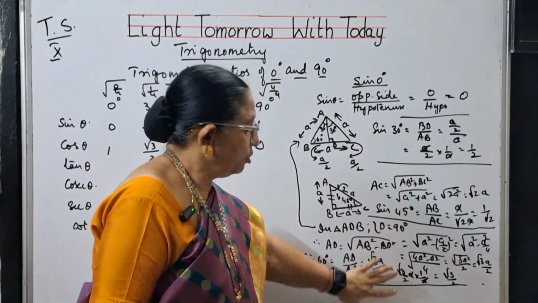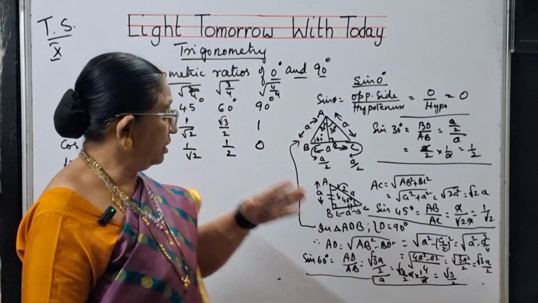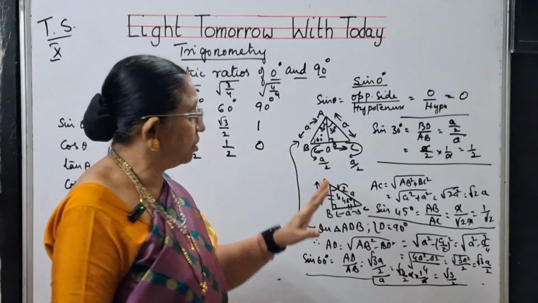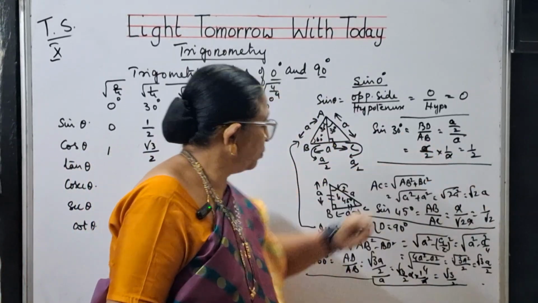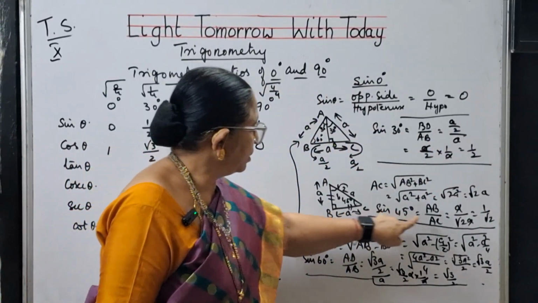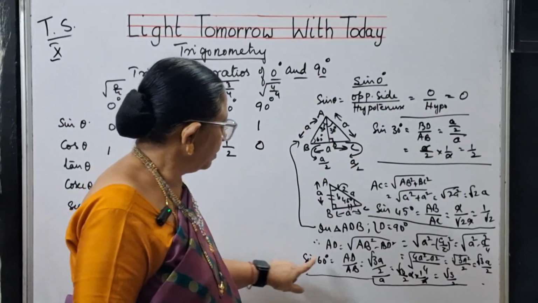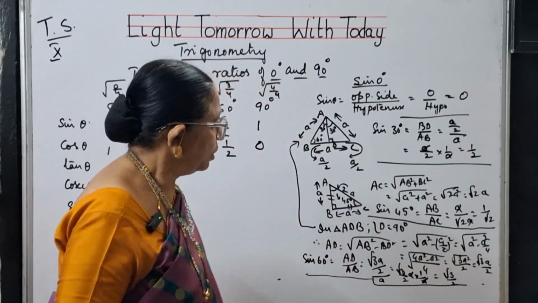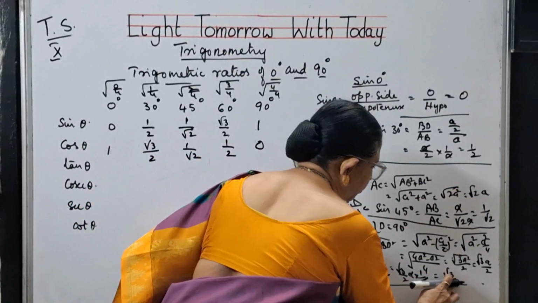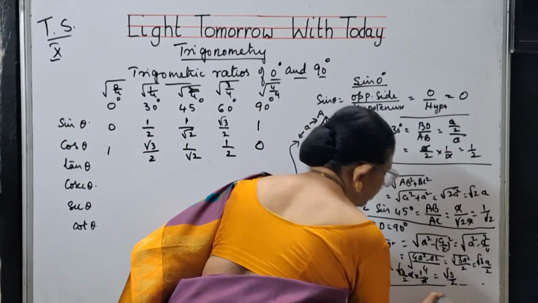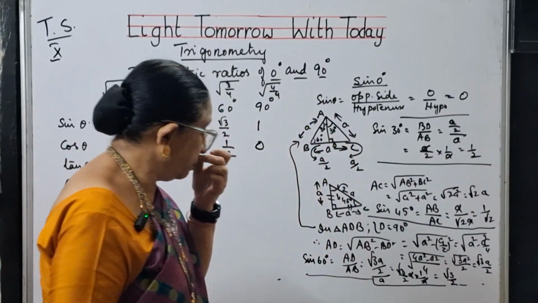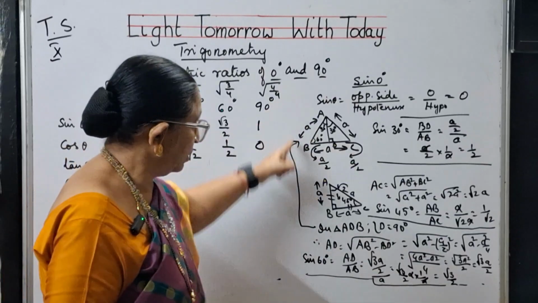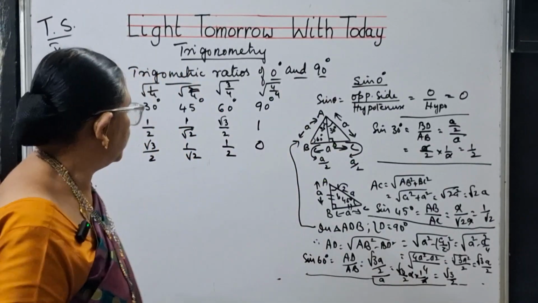This part you should remember, because they may ask it as short answer questions. Prove that sine 30 is 1 by 2. Prove that sine 45 is 1 by root 2. Prove that sine 60 is root 3 by 2. They may ask you to prove like that. How it has to be proved, I have explained here, children. You can go through it.